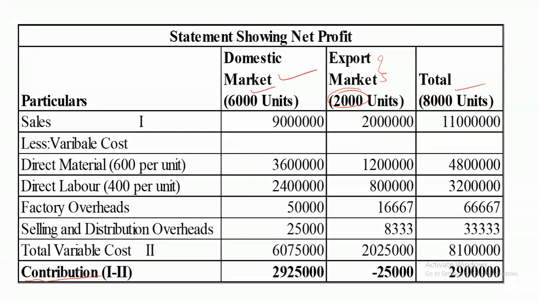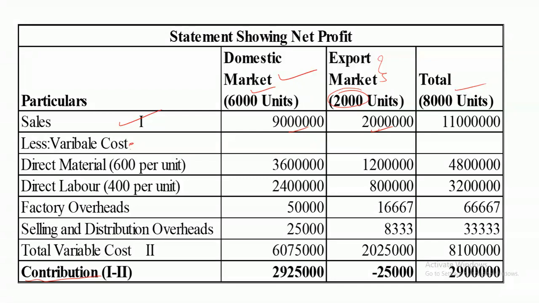So I'm interested in calculating the contribution. Sales minus variable cost is the contribution, right? So sales in the domestic market is 6,000 units at a selling price of 1,500. When you multiply 6,000 with 1,500, it comes to 90 lakhs. Similarly, in the foreign market or the export market, 2,000 units at rupees 1,000 per unit, so it is 20 lakh rupees. Total 1 crore 10 lakh rupees.